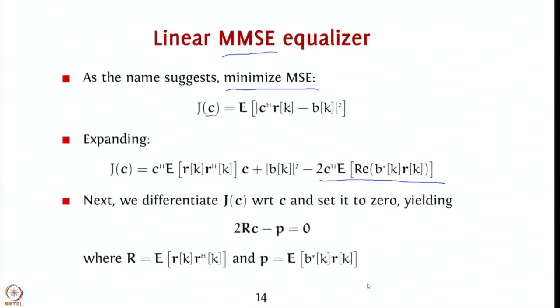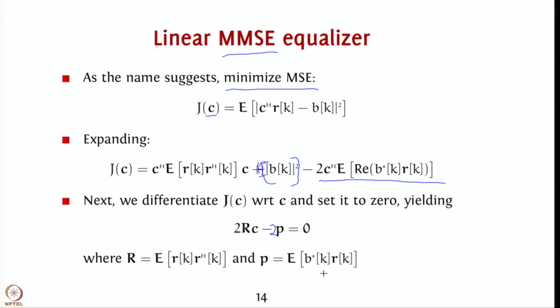So, coming back over here, C Hermitian RC plus mod BK square. By the way, we were silent about BK square. I should put an expectation here as well. Expectation of mod BK square is ES. That essentially doesn't depend on the realization. So that derivative with respect to C is also 0. So if you differentiate, you will get 2RC minus 2P is equal to 0. And R is equal to expectation RR Hermitian, P is equal to expectation B star RK Hermitian.